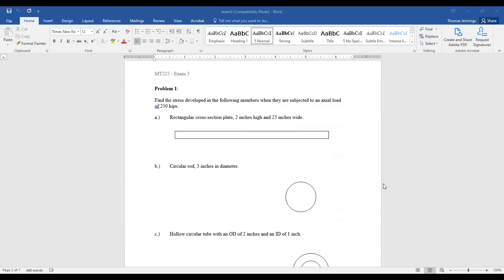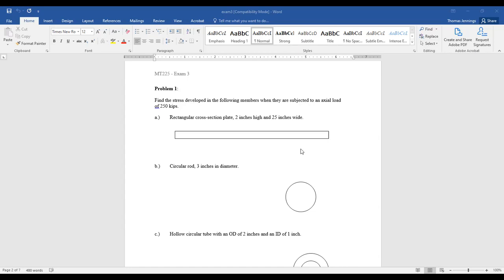So what we've got here in part A is a rectangular plate. So it's got a cross-sectional plate area. It's a rectangular cross-section. It's 2 inches high and 25 inches wide. So that's a pretty significant plate. And we're putting on it an axial load of 250 kips. So to find the stress on that, we just find the area of that cross-section.